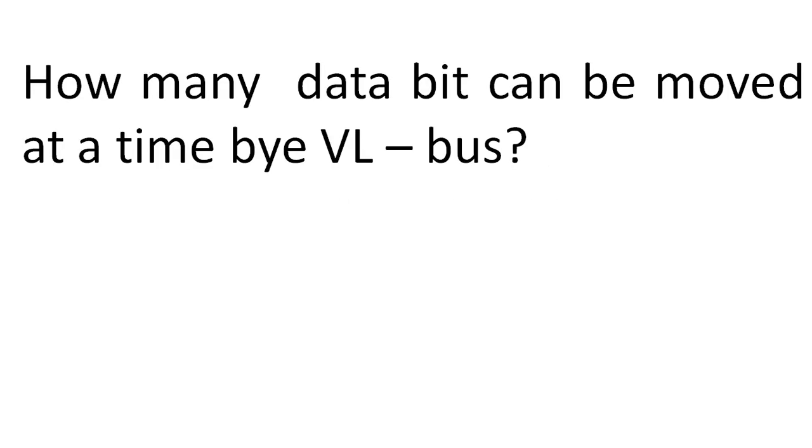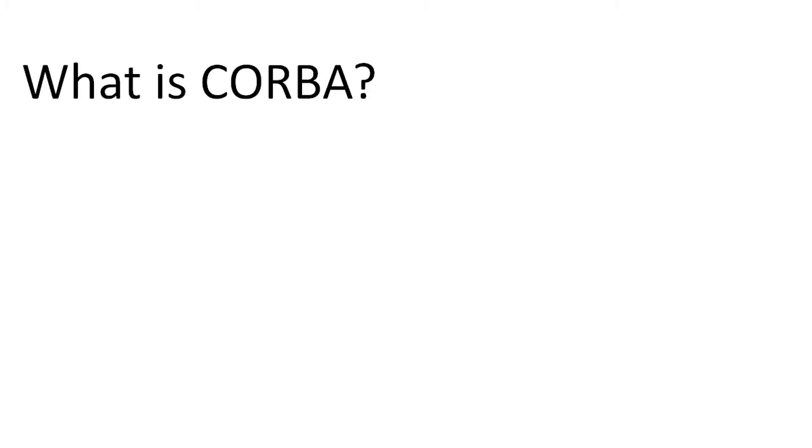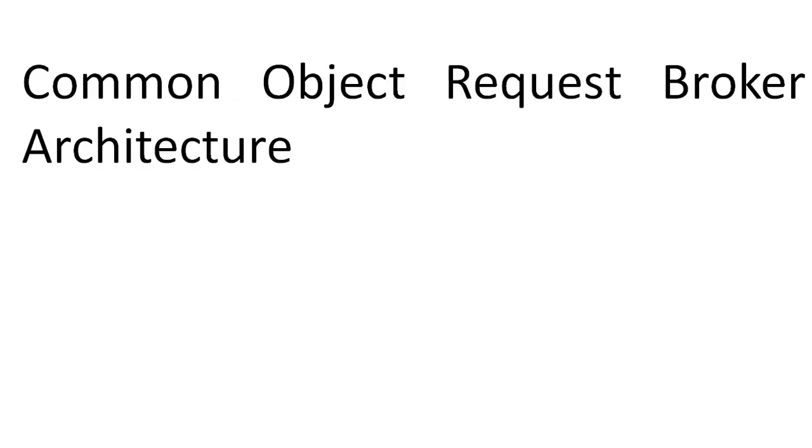Okay, next question. How many data bits can be moved at a time by VL bus? The correct answer, 32 bit. Next question. Internal memory in a CPU is a set of dash. The correct answer, registers. Next question. What is CORBA? The correct answer, Common Object Request Broker Architecture.